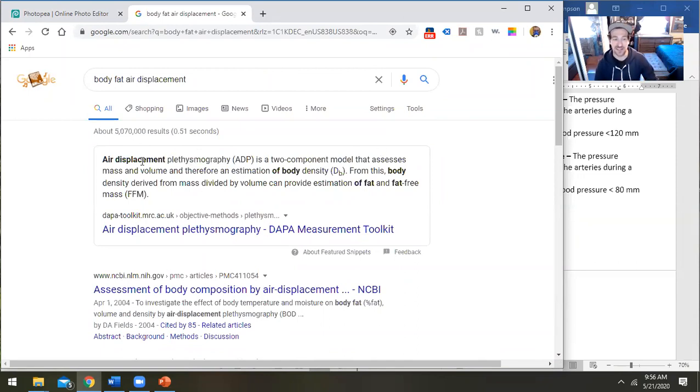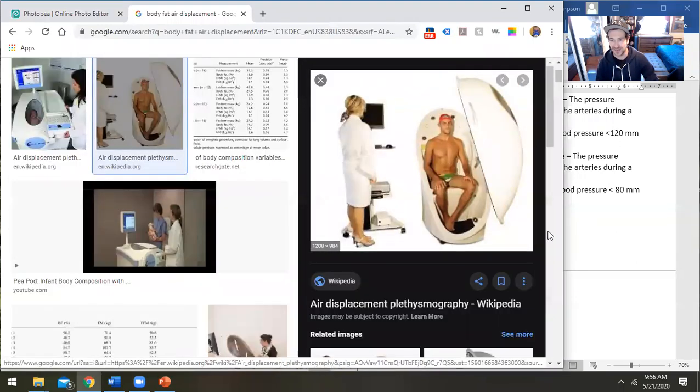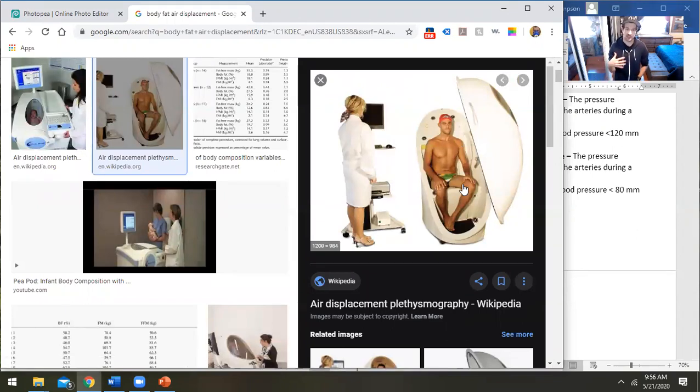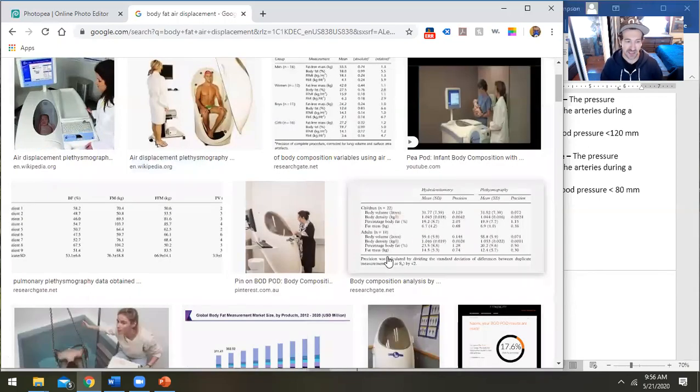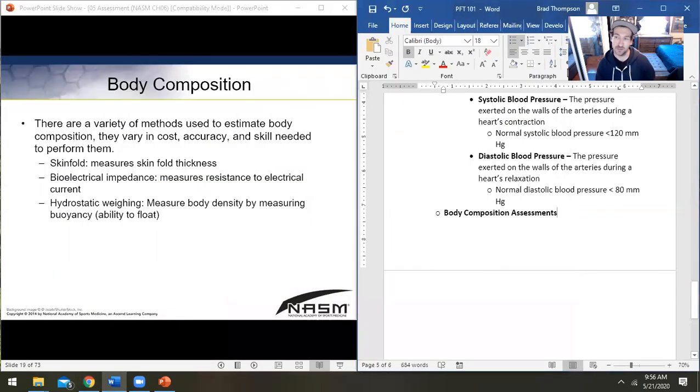Air displacement is basically, if you've ever seen the body egg, it kind of looks like that thing Dr. Evil gets into in the Austin Powers movies. You get in here and it measures how air is displaced, and that's used to measure your body fat percentage. So that's not a bad method. DEXA scans, that's another really good one. There are a lot of different body composition methods out there.